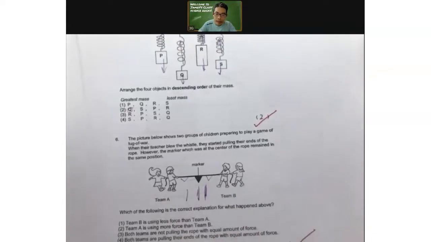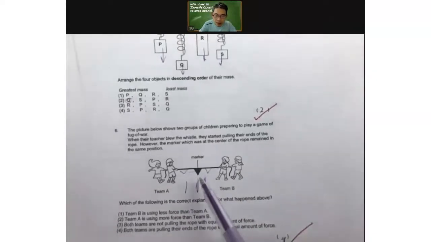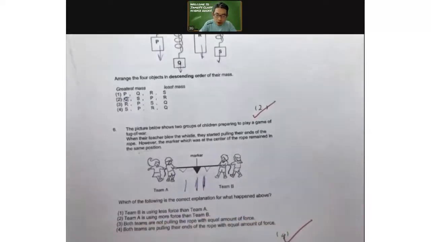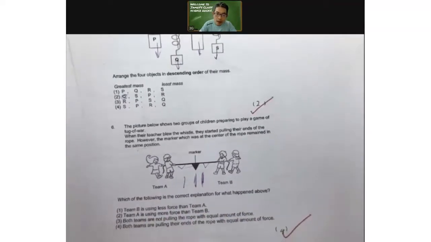So which is the correct explanation for the above? Since it did not move, it remained in the same position, therefore it means both teams are pulling with the same amount of force. Let's go to the next question.